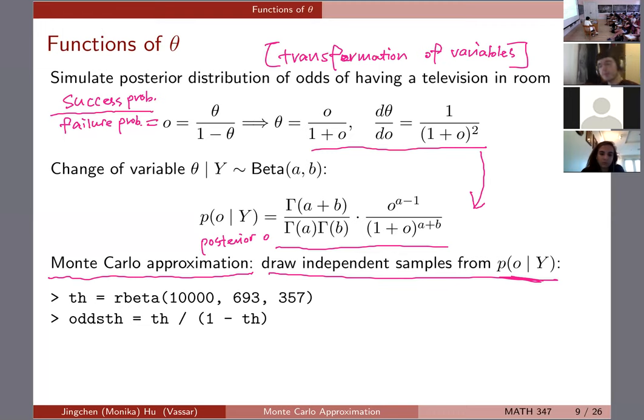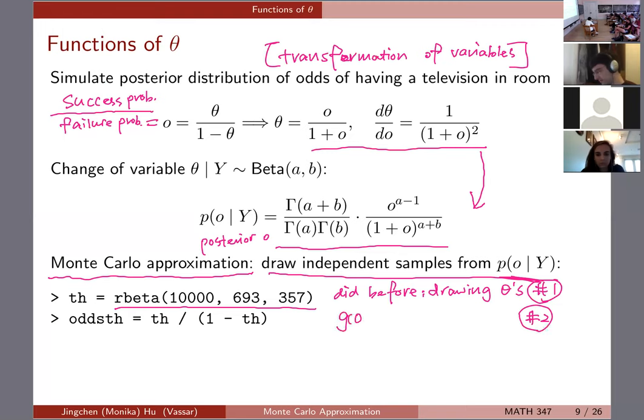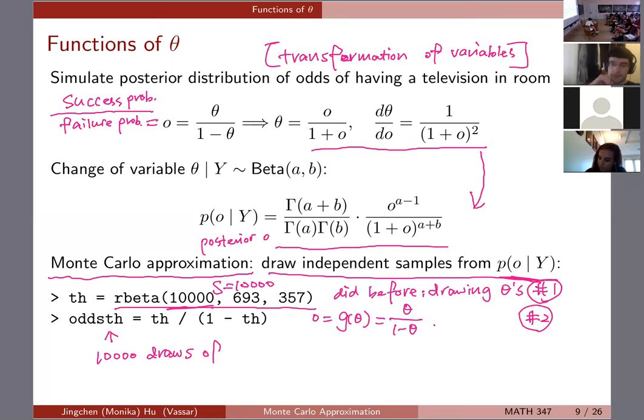Okay. So you do that. Realize this is what we did before. This is still drawing theta. So two steps, let me break it down. This is drawing thetas, step one. And step two is, based on the theta that you draw, you can get the odds ratio. So here you got 10,000 draws of thetas. That means here I get 10,000 draws of odds ratio.